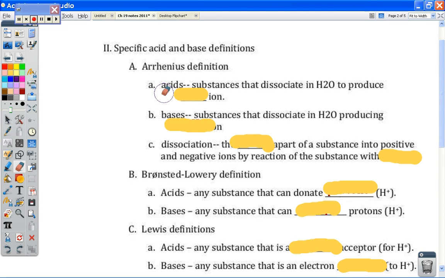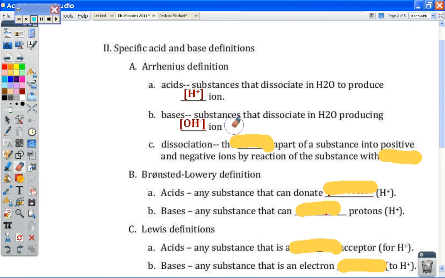Okay, it's another one of those somewhat unfortunate names in science. The Arrhenius definitions are this. Acids are substances that dissociate in H2O to produce hydrogen ion. And this is pretty much the primary definition we're going to use. That when a substance is mixed into water, it produces an abundance of the H+ ion, so it gives off the H. Bases then do the opposite. They dissociate, producing the hydroxide ion.